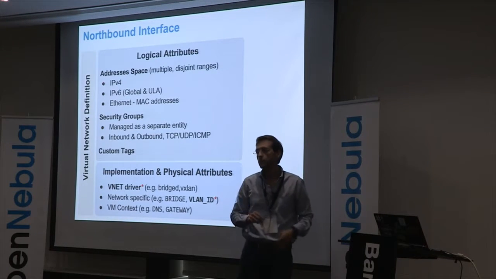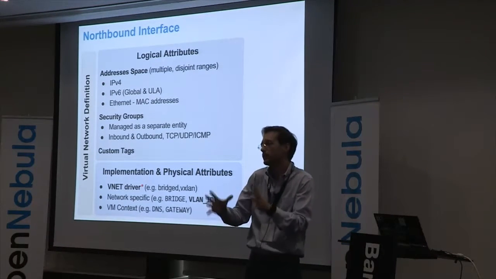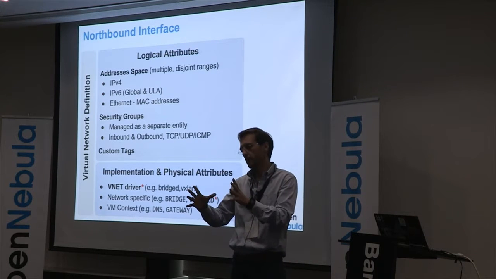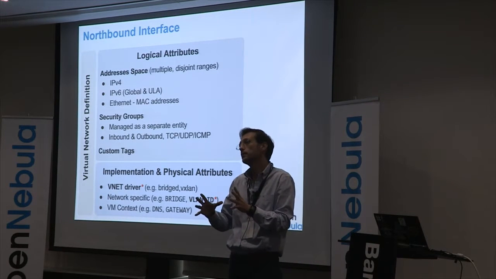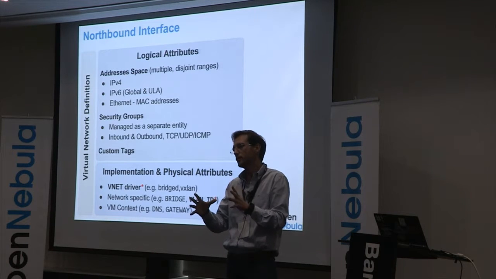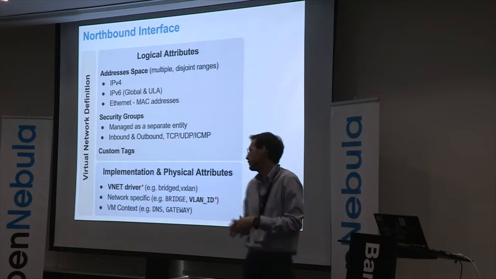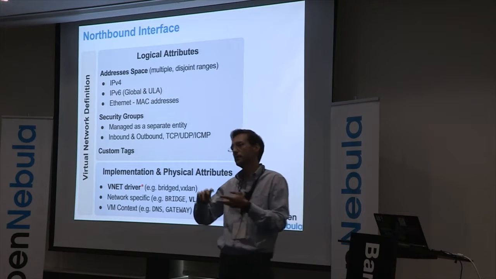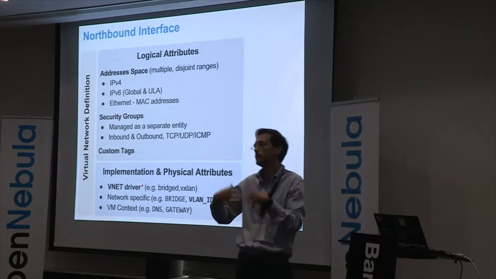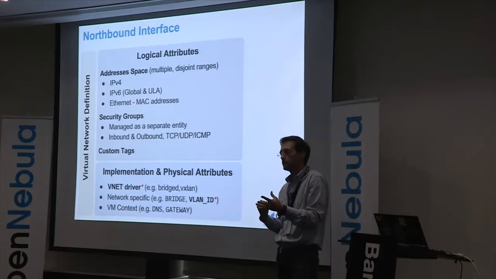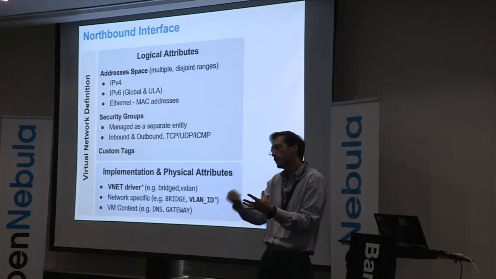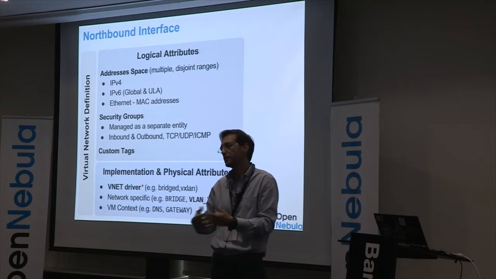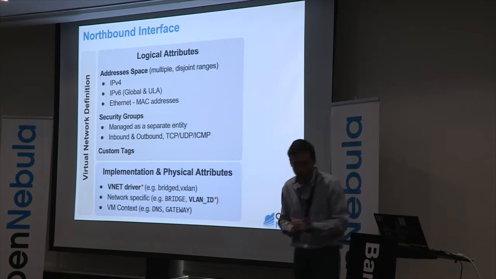And also you have VM context attributes. So when you define a network, you define the addresses, you define how the network is going to be implemented, and you can define configuration attributes for the VMs in that network. For example, you can define the DNS server for the network. You can define the gateway for the network. So when the VM boots up, it can get the configuration information for the network from the context and configure automatically using the context packages, right?